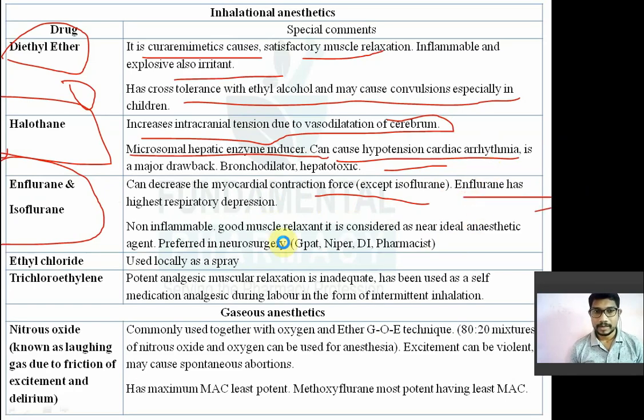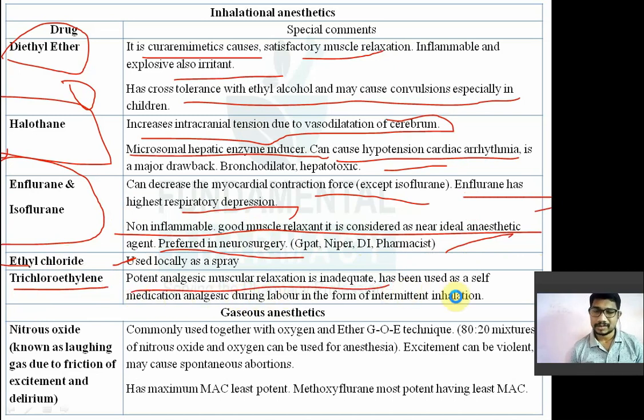Enflurane has the highest respiratory depression. They both are non-inflammable, good muscle relaxants and are considered near to ideal anesthetic agents, they are preferred for neurosurgery. Ethyl chloride is no more used, ethyl chloride is used only locally. Trichloroethylene is also a potent analgesic, muscle relaxation is inadequate, पूरा muscle relaxation नहीं करेगा. It has been used as a self medication for analgesia during labor pain.